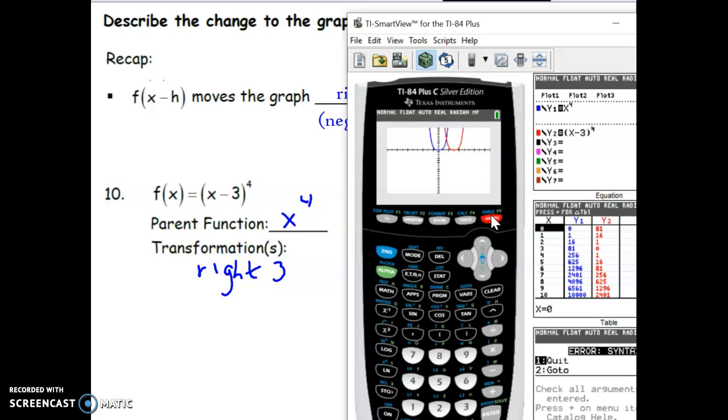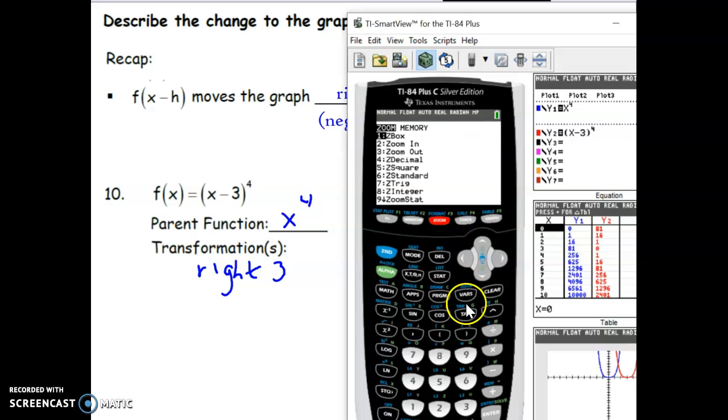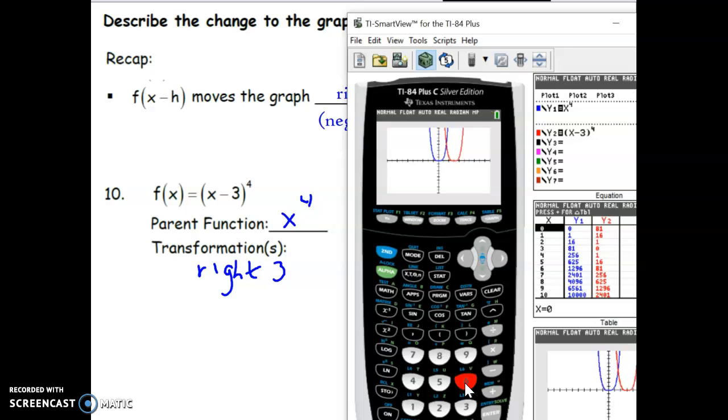All right, if I wanted to put this window back into the quote-unquote normal position, do you guys remember what we looked at in the other video? You remember how to do that? You go to Zoom, and then go down to number 6. The standard viewing window is negative 10 to 10. So I'll put that back in there so we can see it a little bit better, a little bit closer in. And there you can see is the original, and there you can see is the transformed function, 3 units to the right.